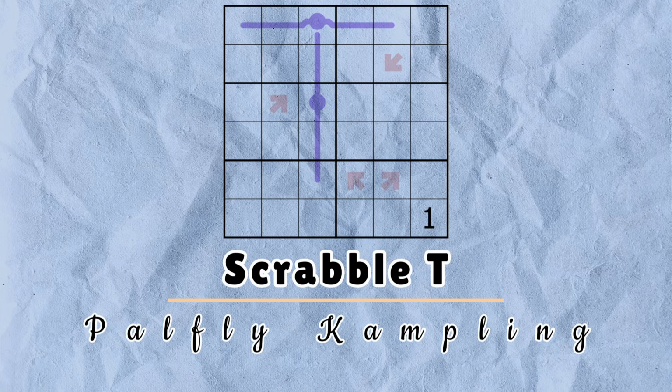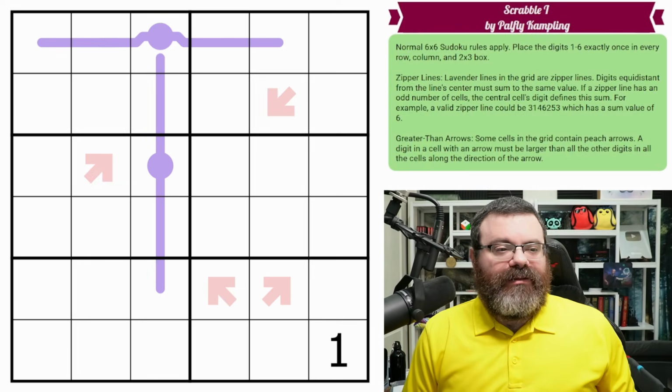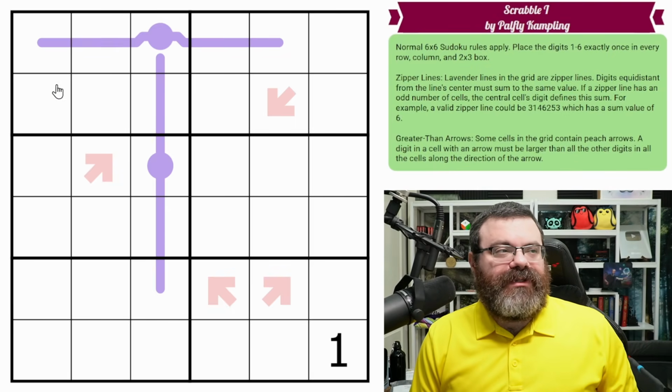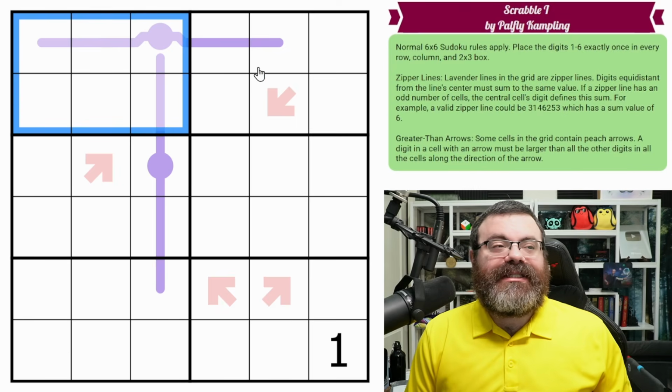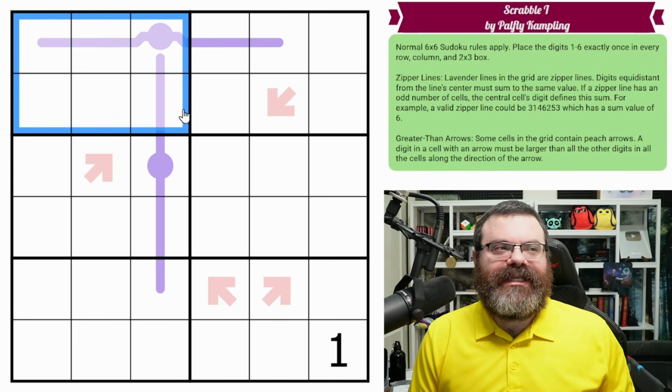Hello, let's continue our Sudoku adventure with Scrabble T by Palfly Kampling. So we have normal 6x6 Sudoku rules, which means in each row, each column, and each 2x3 box, we are placing the digits 1 to 6 exactly once each.